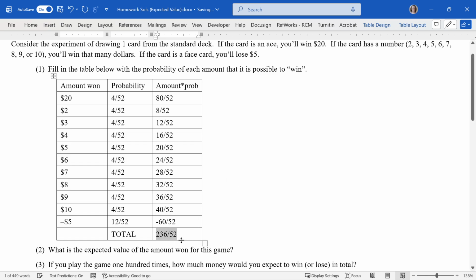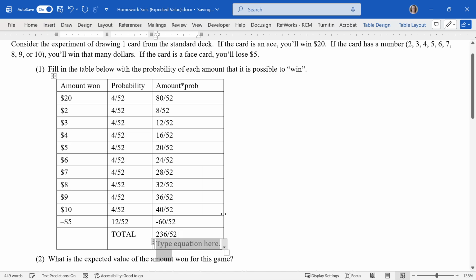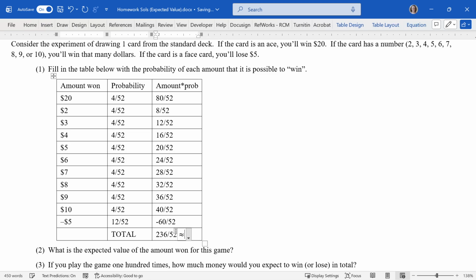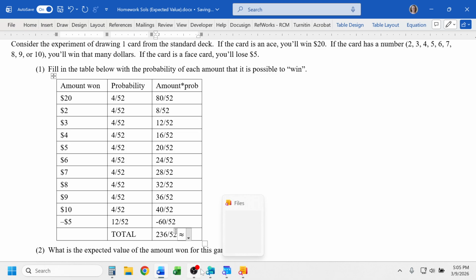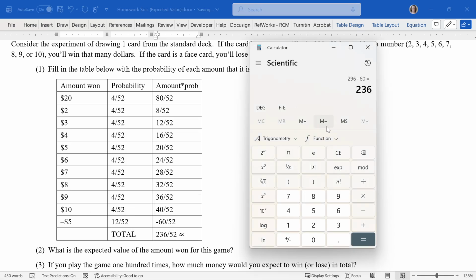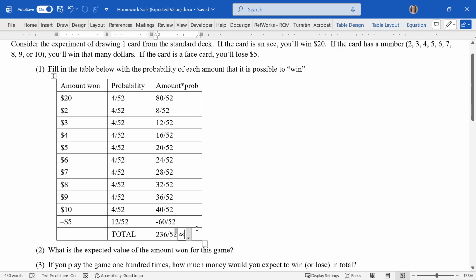and they all had the same denominator, so that is still the denominator of the total. And now I'm going to actually put that into the calculator and divide 236 over 52. So I'm getting 4.5. If I round this to a dollars and cents amount, this should be $4.54.